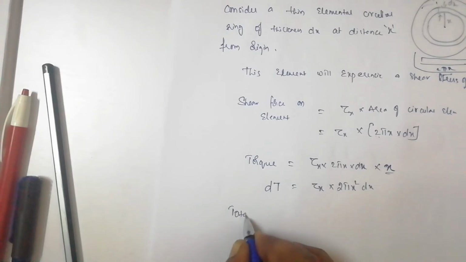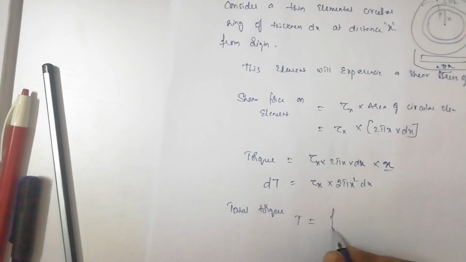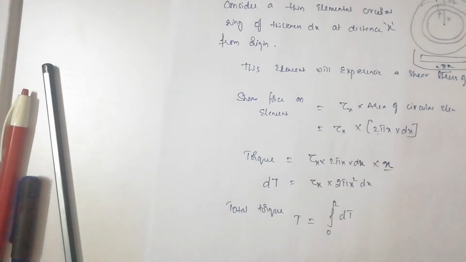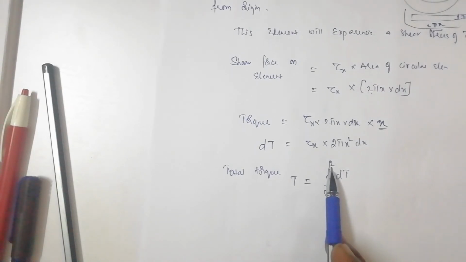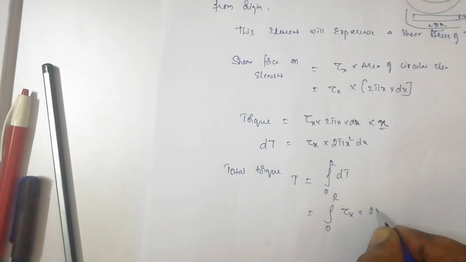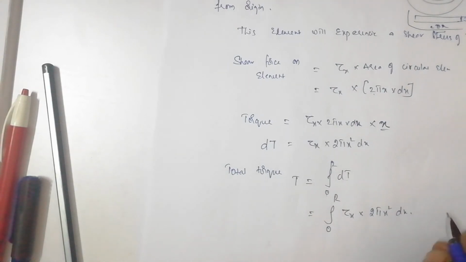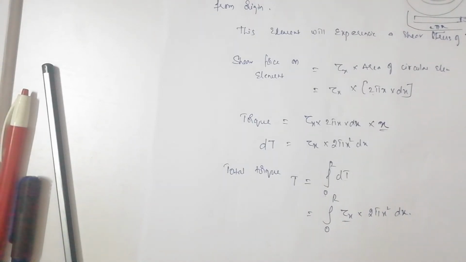Now, total torque T is equal to integral 0 to r of dT. Since the element is a small element and this is being changed from 0 to r, this is the maximum circular distance, so into T r. So we will write integral 0 to r tau x into 2 pi x square into dx, correct. But whatever the tau you are having is for the particular element; you have to make it for the whole surface. How to make it for the whole surface?